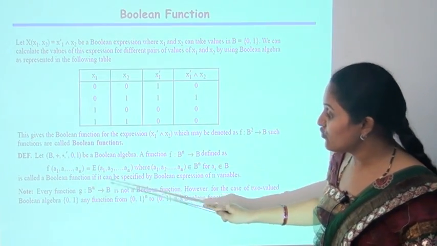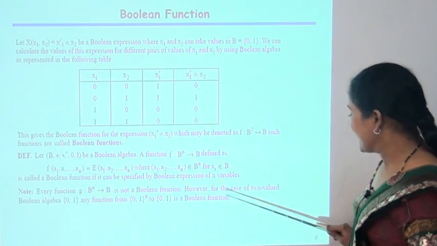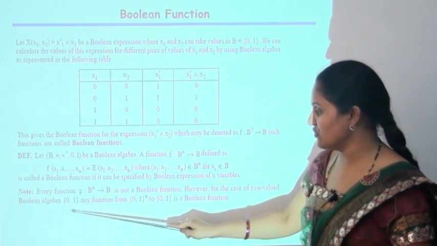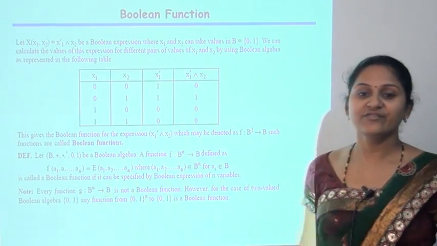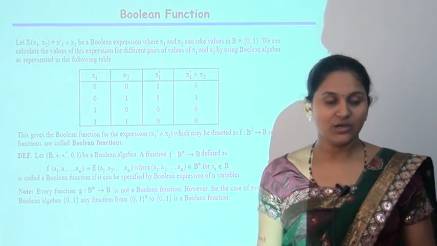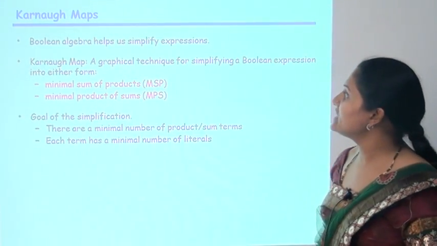However, as Boolean functions only consider the values 0 and 1, for the case of the two-valued Boolean algebra {0, 1}, any function from B^n to {0, 1} is a Boolean function. This is a special case. Now let's move on to Karnaugh maps. What do we mean by Karnaugh maps?